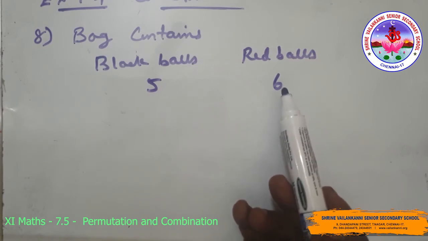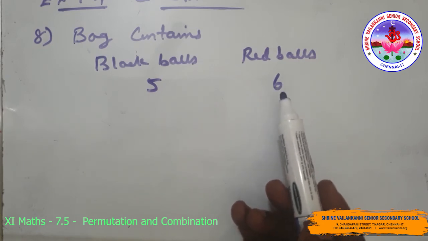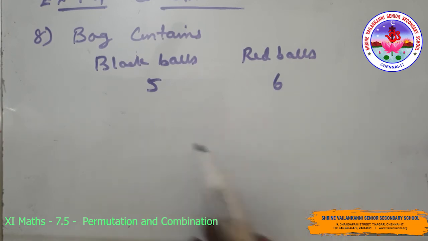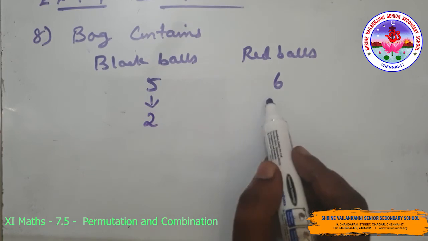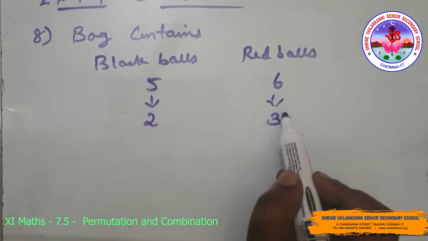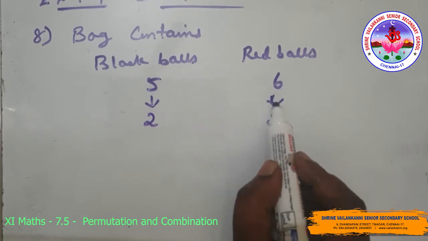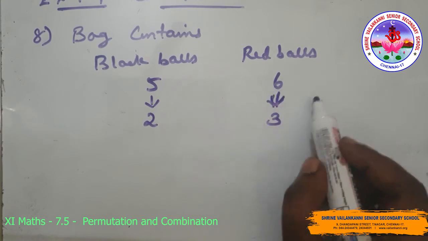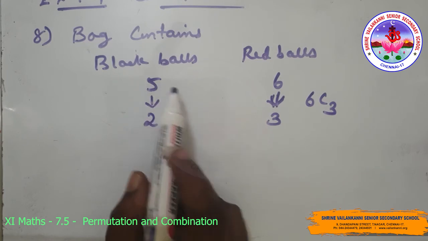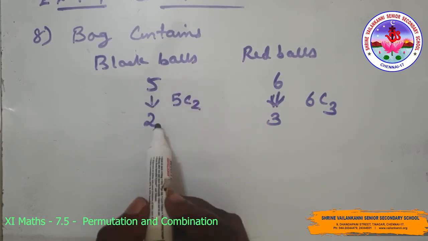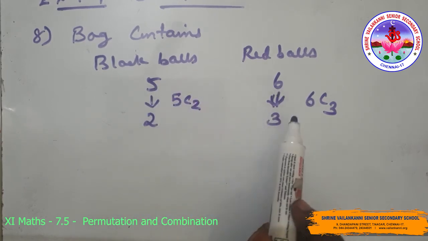Eighth question: a bag contains 5 black balls and 6 red balls. Determine the number of ways in which 2 black and 3 red balls can be selected. So we have to select 2 black balls from 5, which is 5C2, and 3 red balls from 6, which is 6C3. Here N is 5 and R is 2. Here N is 6 and R is 3.